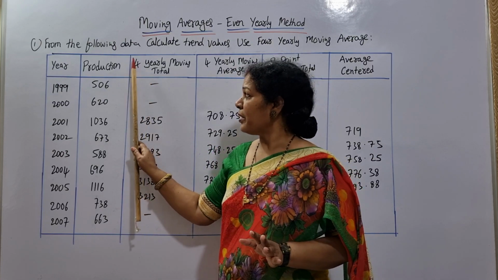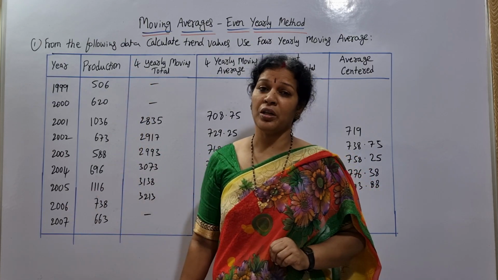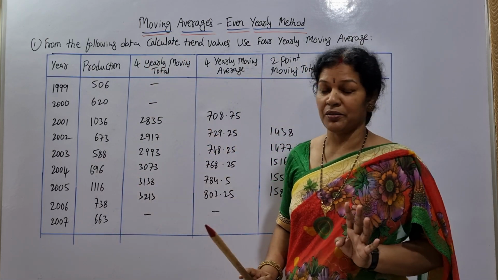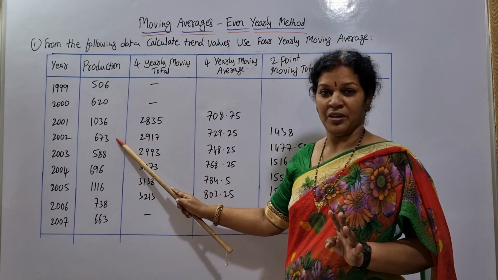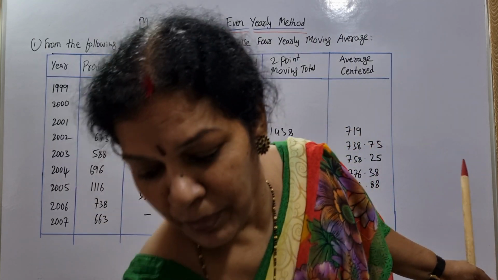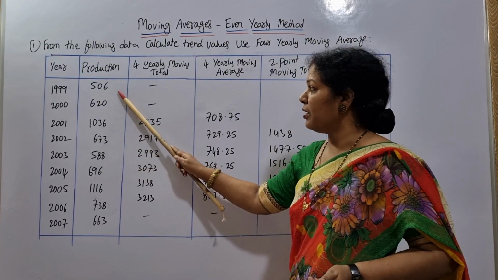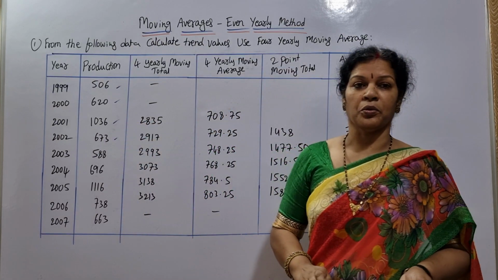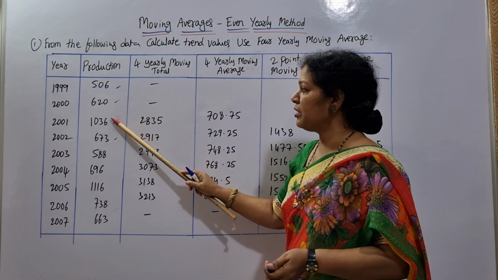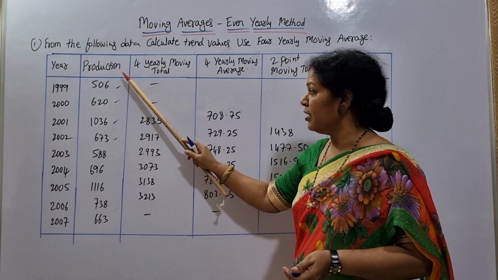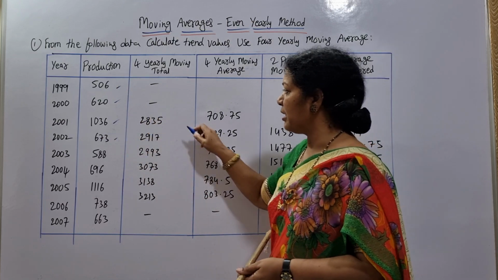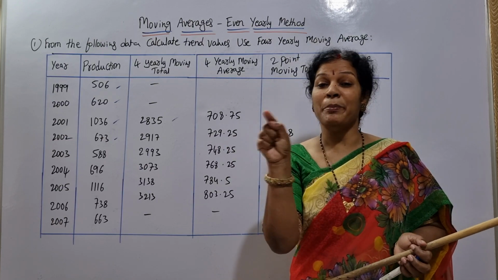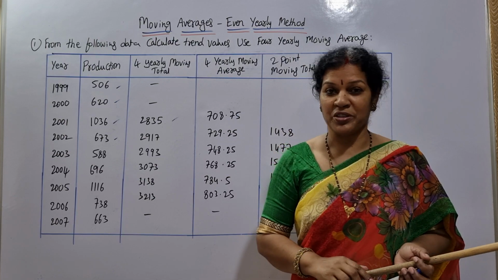Now if you see, production is here like this, we will calculate the 4-year total. So I have provided one column, 4-yearly moving total. Okay, let me take a marker. 4-year total, 1, 2, 3, 4. If you total 506, 620, 1036 and 673, you are getting 2835.